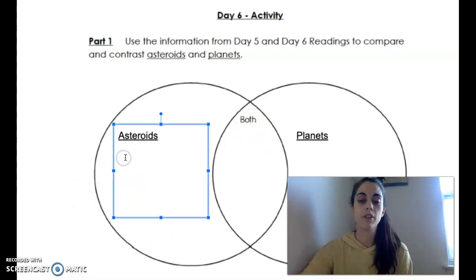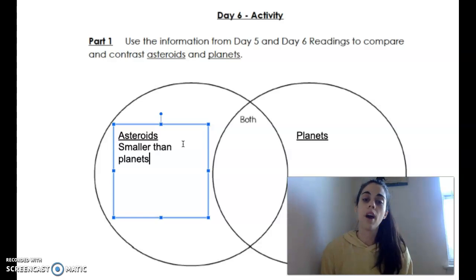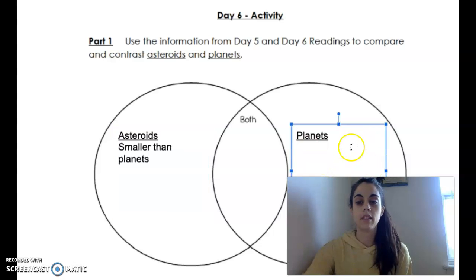Let's start with asteroids. What's a difference between asteroids and planets? We can say asteroids are smaller than planets. That's my example. What other examples can you think of? Okay, now let's think about planets. Go ahead, write your own example for planets. What's something that's different about planets that's not true for asteroids? Pause the video and continue once you think of something for planets.